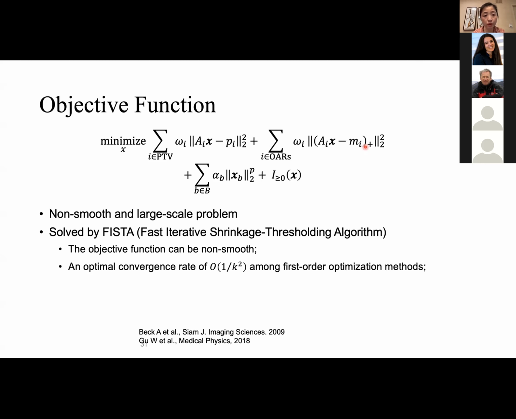The algorithm we chose to solve this problem is called FISTA, short for fast iterative shrinkage thresholding algorithm. The advantage of FISTA is that it can be used to solve non-smooth objective functions, and it also has an optimal convergence rate among first order optimization methods. I'm not going to describe in detail how to solve this problem using FISTA, but you are able to find it in this Medical Physics paper in 2018.